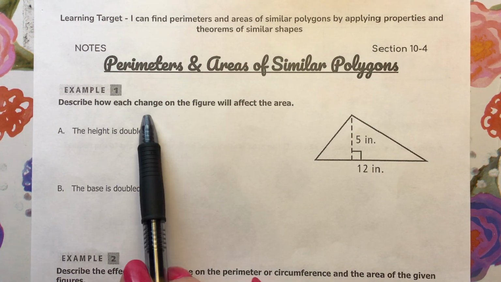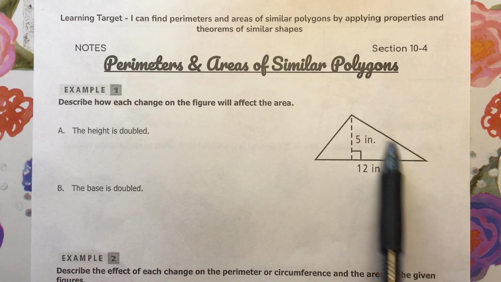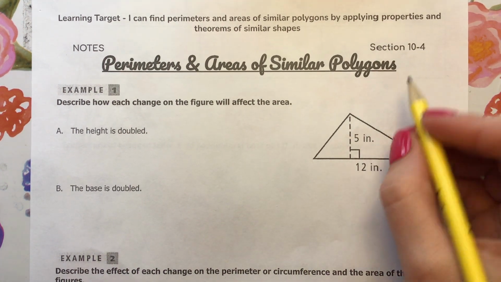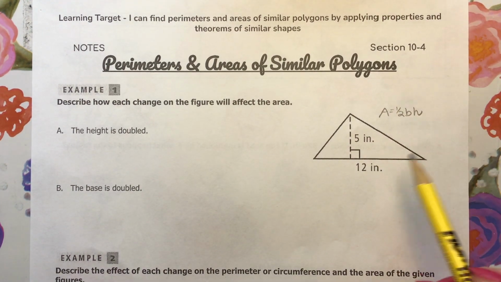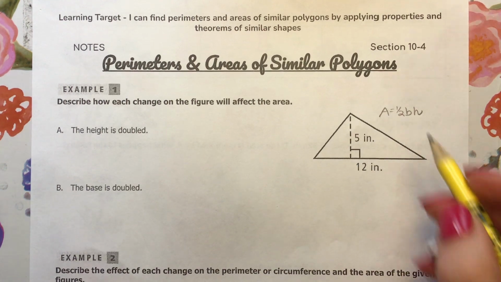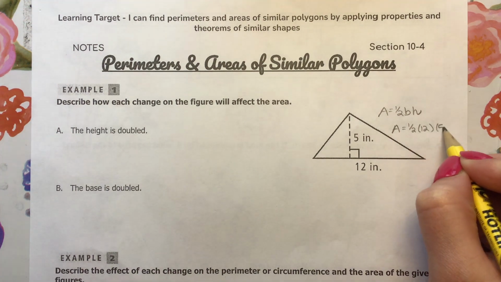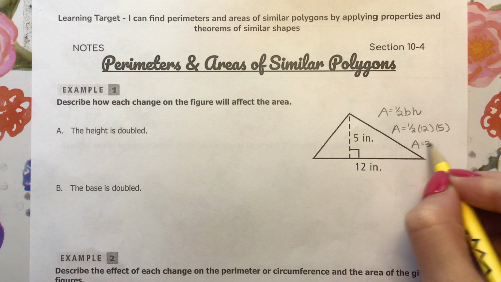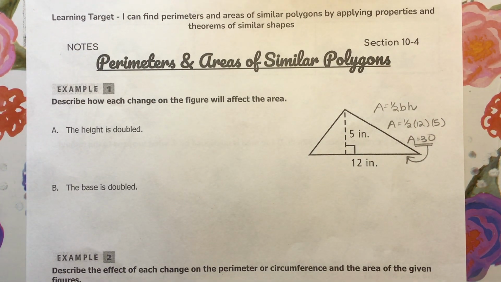It says, describe how each change on the figure will affect the area. So right here we have this triangle, and let's just find the area of this triangle to see what it is. The area for a triangle is equal to 1/2 base times height. The base is 12 and the height is 5. So I can say area is equal to 1/2 times 12 times 5, which would get me 30. So right now, this triangle has an area of 30.